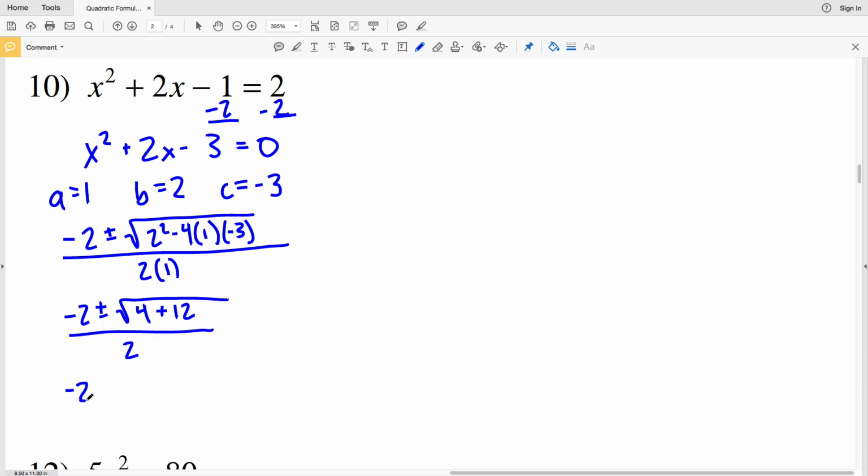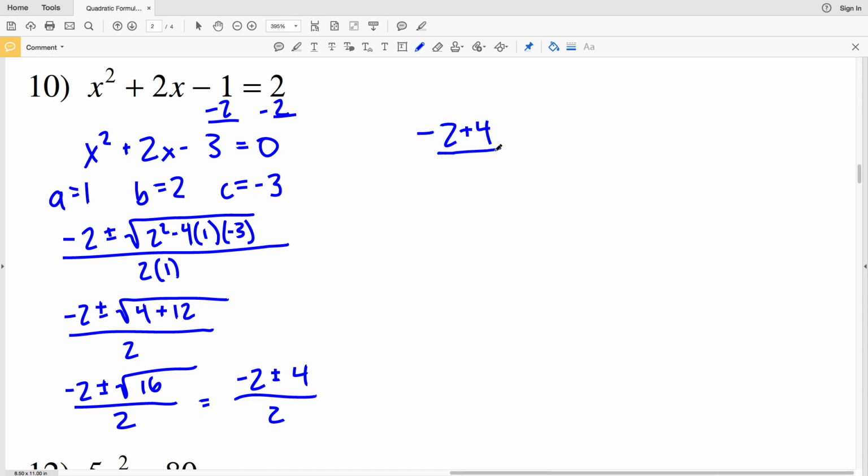So that's negative 2 plus or minus the square root of 16, since 4 plus 12 equals 16, divided by 2, which 16 is a perfect square, so negative 2 plus or minus 4, since the square root of 16 is equal to 4, all over 2. So one solution is negative 2 plus 4 over 2, and my other solution is negative 2 minus 4 over 2. Negative 2 plus 4 is a positive 2, and that's over 2. And negative 2 minus 4 is negative 6, and that's over 2.